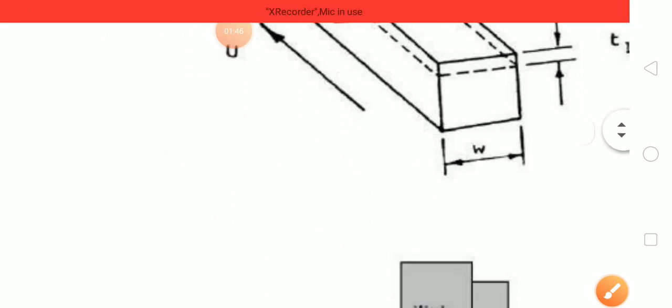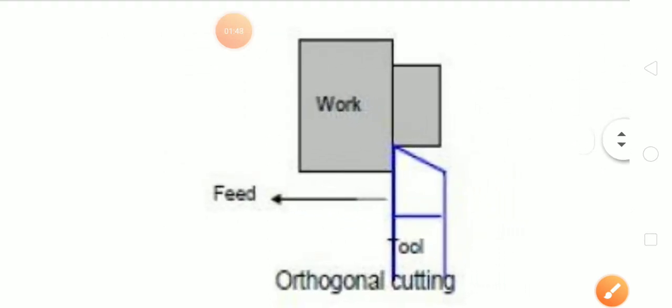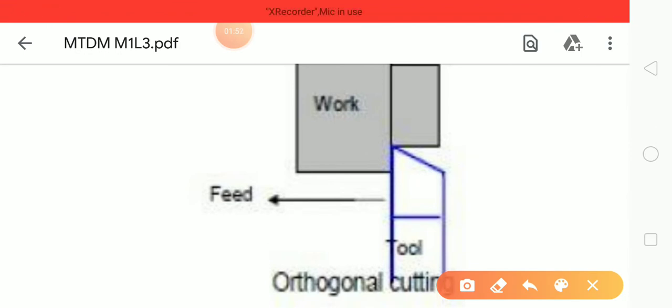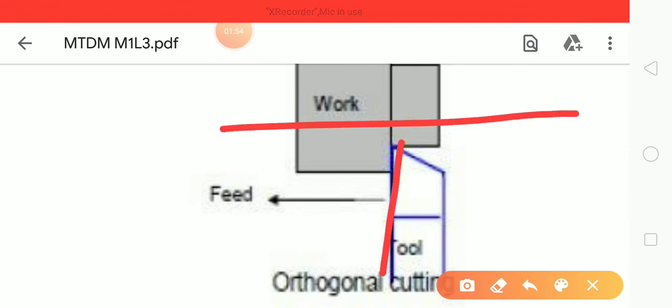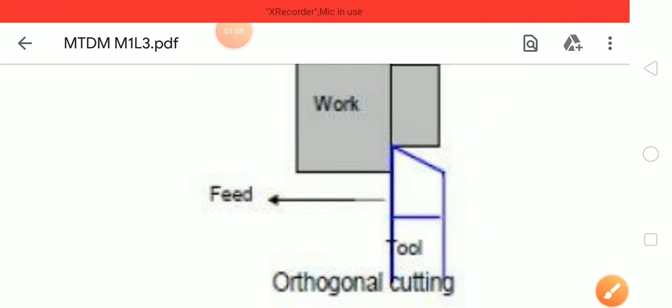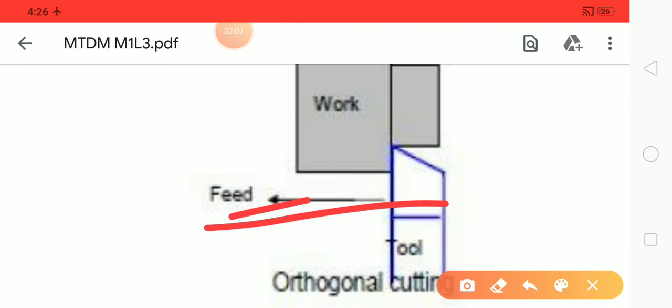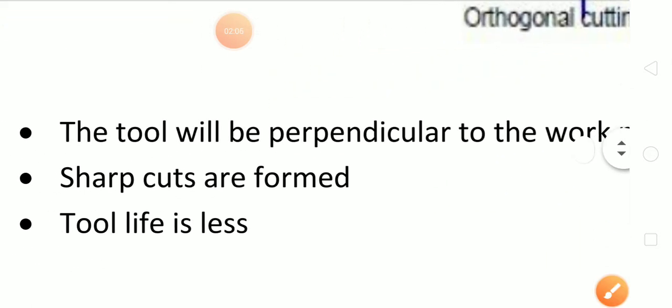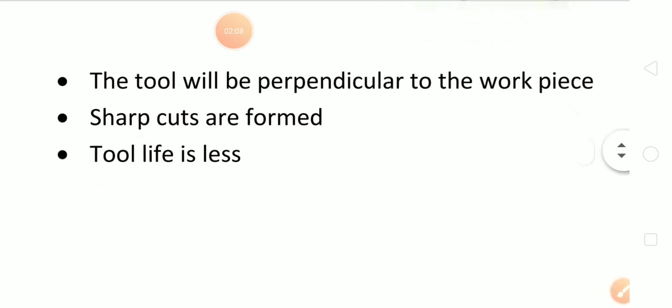Here you can see clearly what orthogonal cutting is. This is the workpiece and the tool is perpendicular to the axis of the workpiece. You can also see the feed, which means the direction of the tool movement. These are the main points to be discussed in orthogonal cutting.